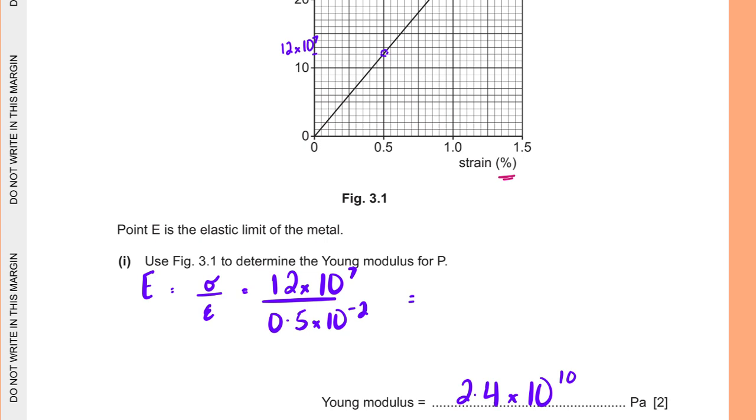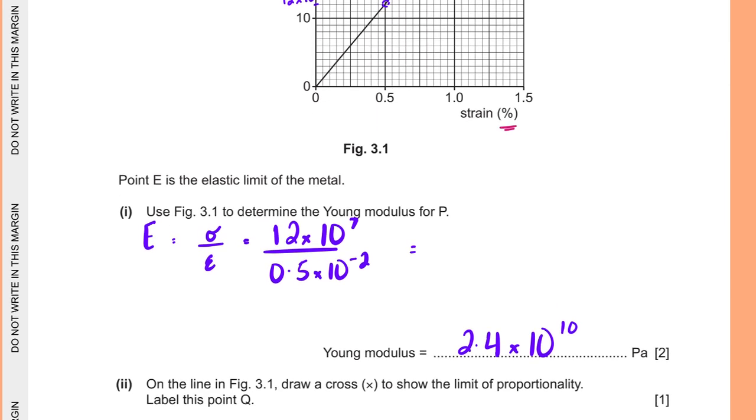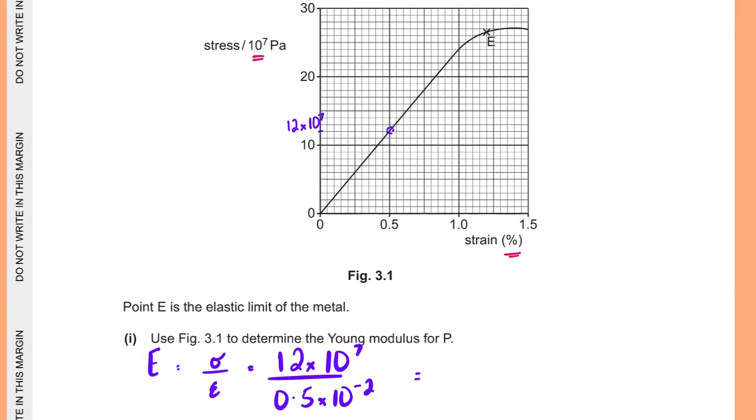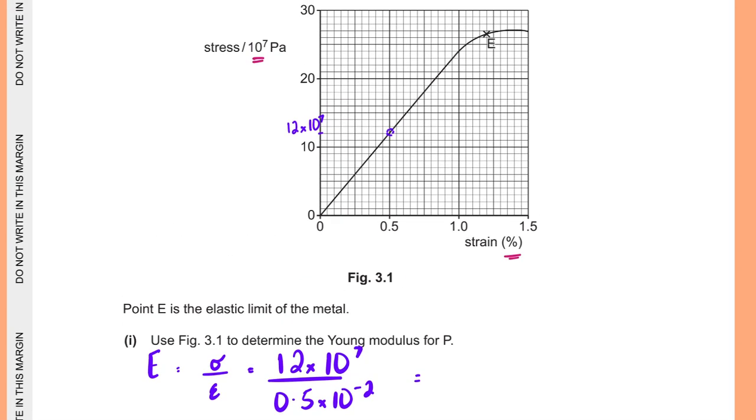This is exact. On the figure in 3.1, draw a cross to show the limit of proportionality. Label this point Q. So the limit of proportionality is where your graph stops being a straight line and starts becoming a curve. Here it's this point. We have to mark it with a Q. So let's draw a Q here.